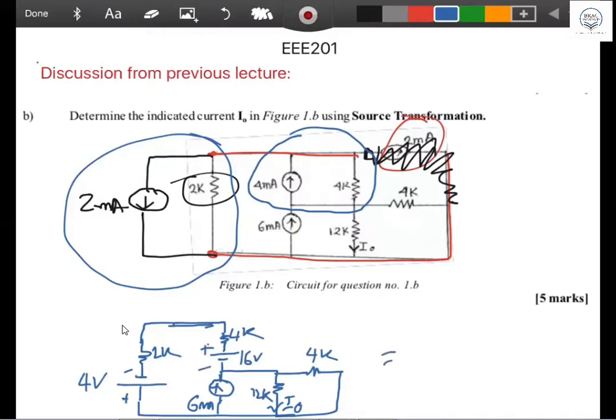Now, your next job will be to combine this together: that 4 volt and the 16 volt are in series. Yes, sir. So you have to combine them. Then if you go 16 and 4, what is it?